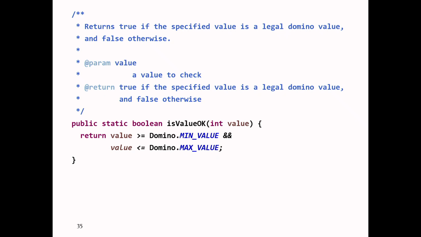The method is never going to look at the two sides of the domino. It's only going to look at the static fields min value and max value. So if you have a method that's only using the static stuff of your class, you can make the method a static method as well. If your method needs to access the non-static fields of the object that was used to call the method, then it can't be static. This one can be static because we never look at the two sides of a domino.